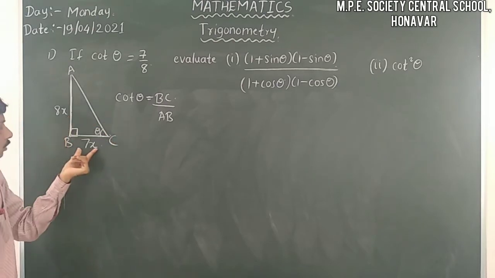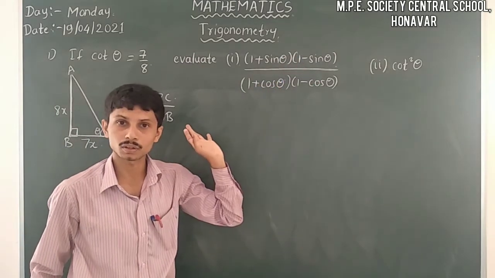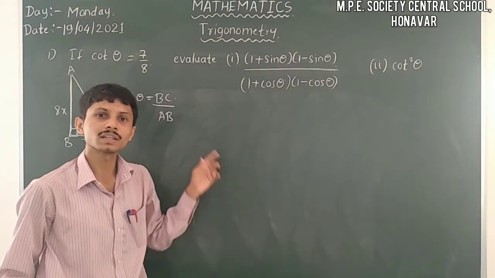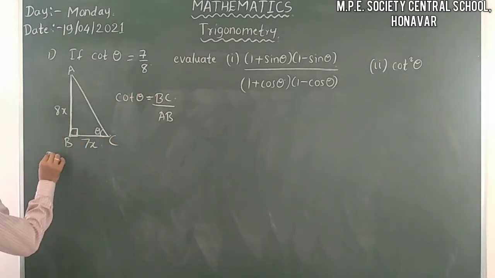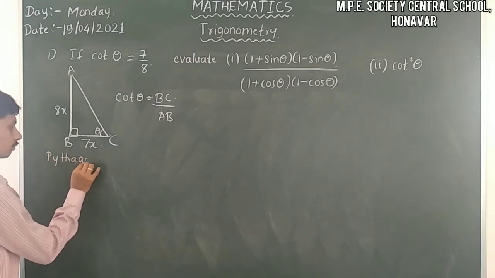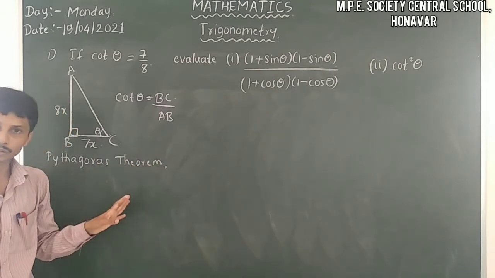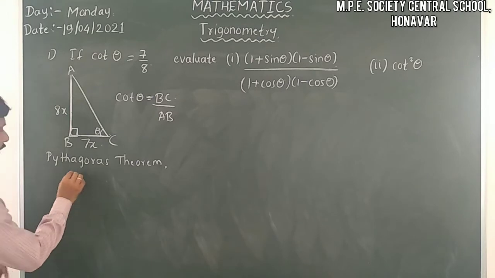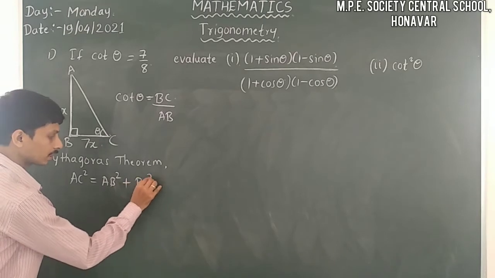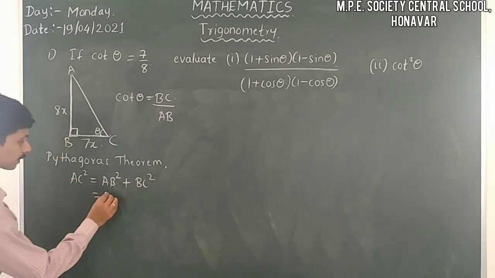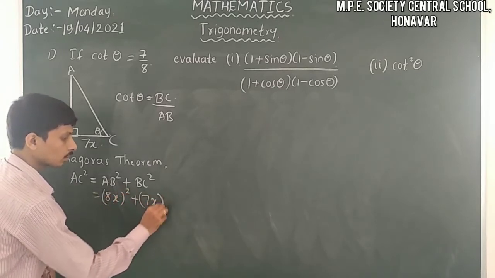Once we have 7x and 8x, without the hypotenuse it is not possible to find sin theta as well as cos theta. So we have to find the hypotenuse using Pythagoras theorem. According to Pythagoras theorem, applied to this triangle, AC square is equal to AB square plus BC square. AB square is 8x whole square plus 7x whole square.